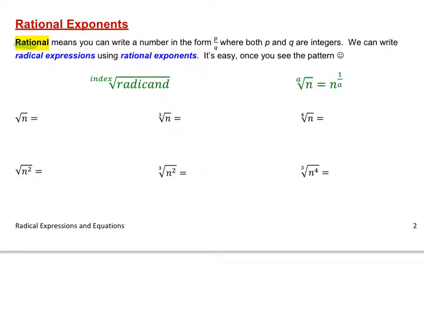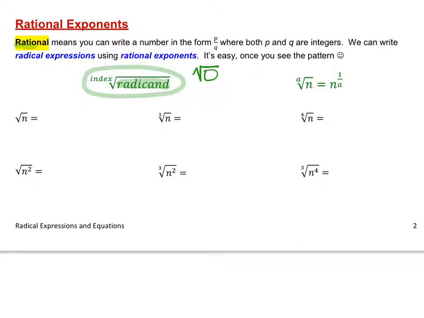So let's take a look at what we've got in this expression right here. We see the radical symbol, I know you often call it a square root symbol, but it's actually called a radical symbol. That radical symbol has two different numbers. One of the numbers is underneath the radical, and that number is called the radicand. That's the number that you're taking the root of.